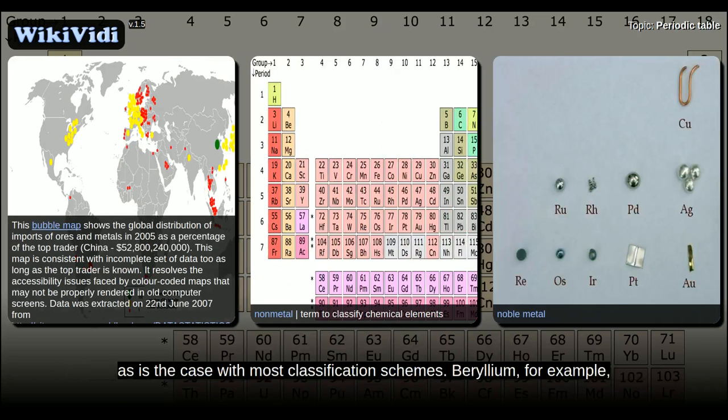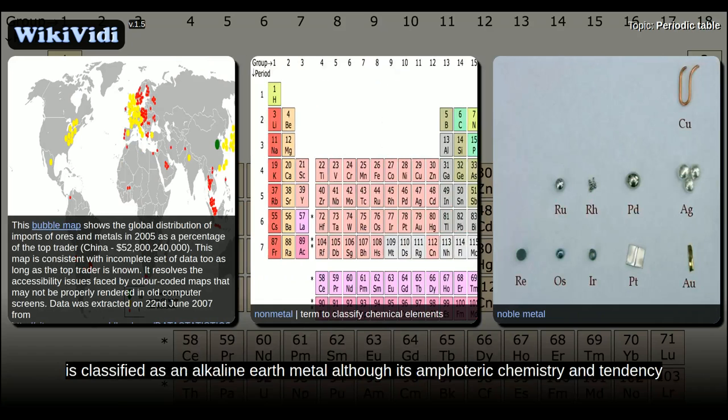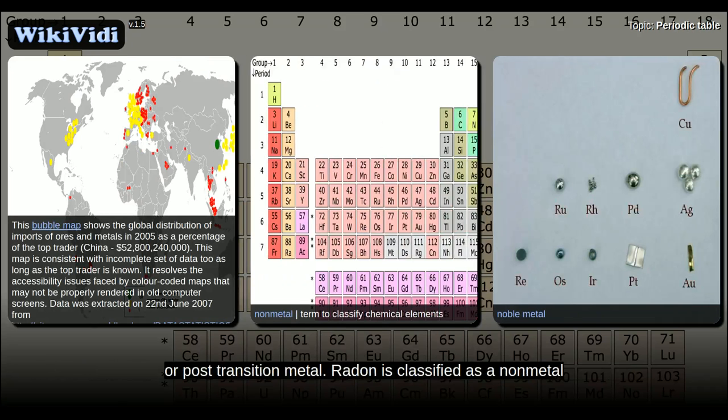Beryllium, for example, is classified as an alkaline earth metal, although its amphoteric chemistry and tendency to mostly form covalent compounds are both attributes of a chemically weak or post-transition metal.